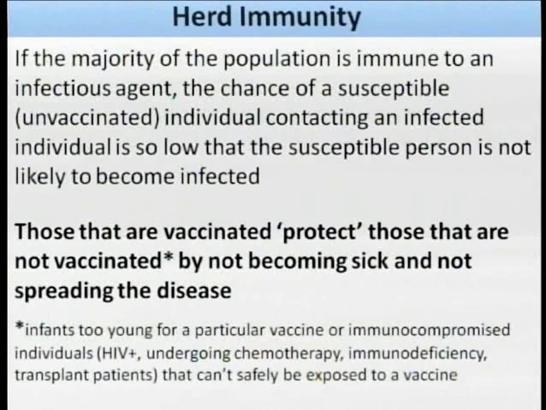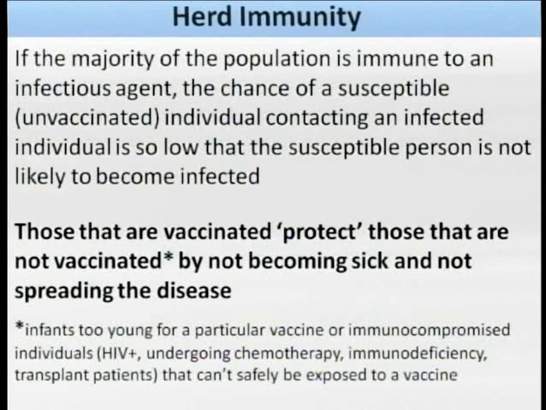Okay, now that we're done with vaccines. Herd immunity. This is kind of an important concept in the vaccine and immunology world. So if the majority of the population, or the herd, is immune to an infectious agent, the chance of a susceptible or unvaccinated individual contacting an infected individual is so low that that susceptible person is not likely to become infected. That's the concept of herd immunity.